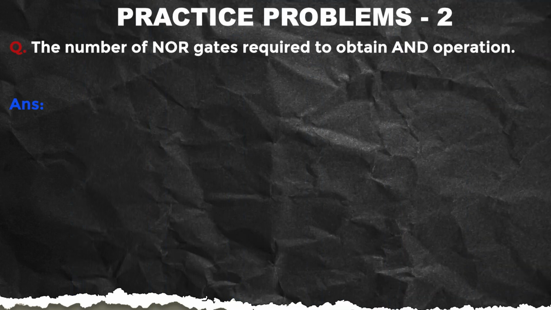Today we will begin our lecture session by solving one of the questions of practice problem 2 of week 2, and from there our discussion will move on to minimization of Boolean function using Boolean laws and Karnaugh map. One question: the number of NOR gates required to obtain AND operation.